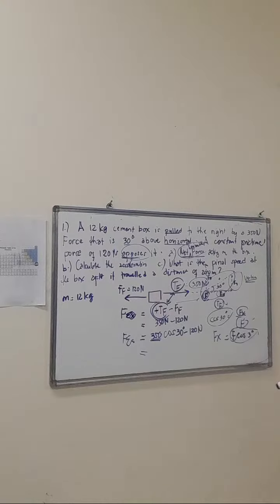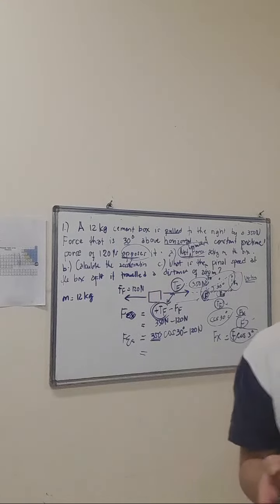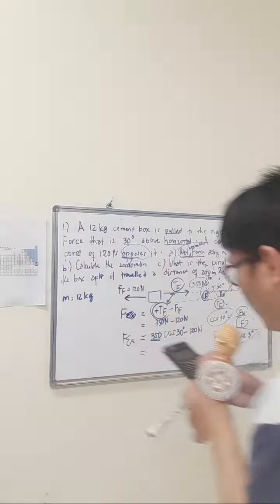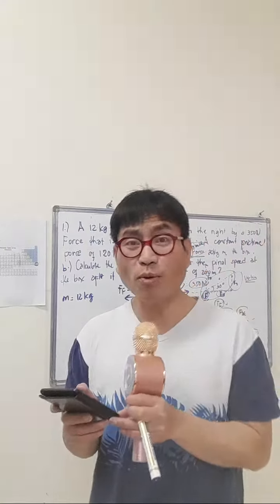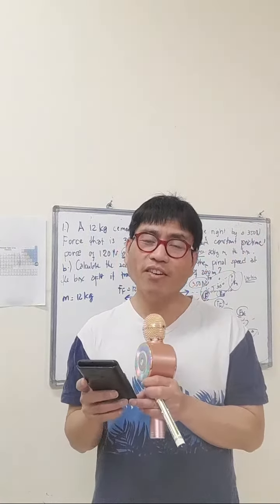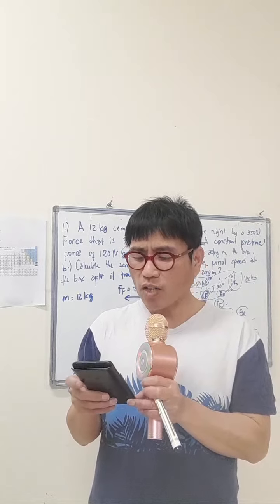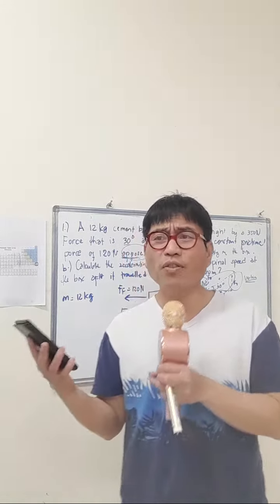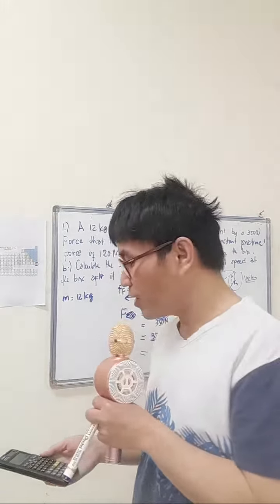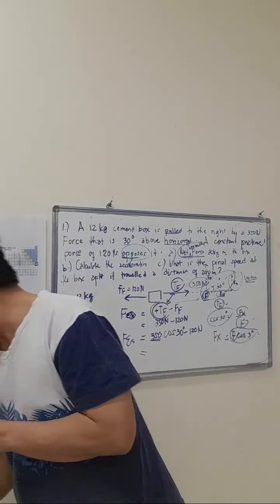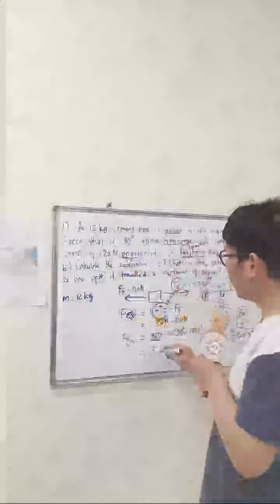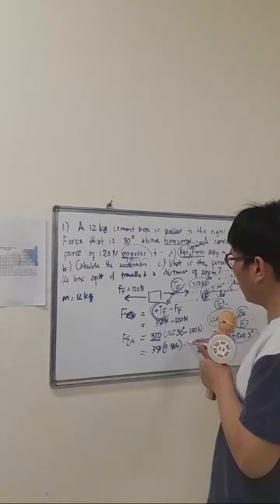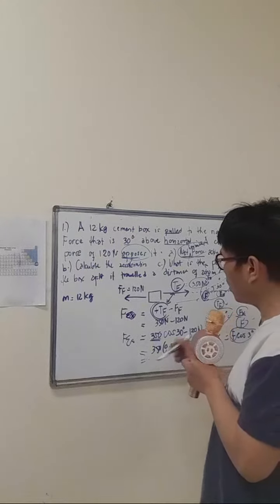Times 350. Guys, the technique is if there's a syntax error, you have to reverse it. For example, cosine 30: you press the cosine, then 30, and if you get a syntax error, you reverse it. If you say 30 cosine, it will be a syntax error, so reverse that. So 0.866. So 350 times 0.866 minus 120.